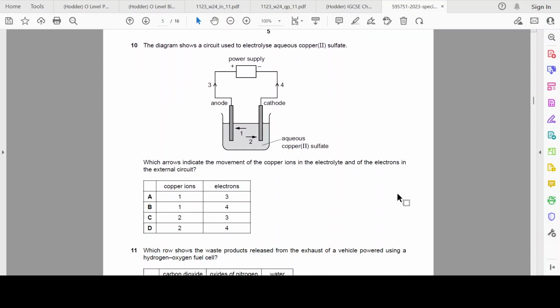All right. Question 10, last question for the day. The diagram shows a circuit used to electrolyze aqueous copper sulfate, right? And they've numbered it 1, 2, 3, 4. So which arrows indicate the movement of copper ions in the electrolyte and of the electrons in the external circuit?